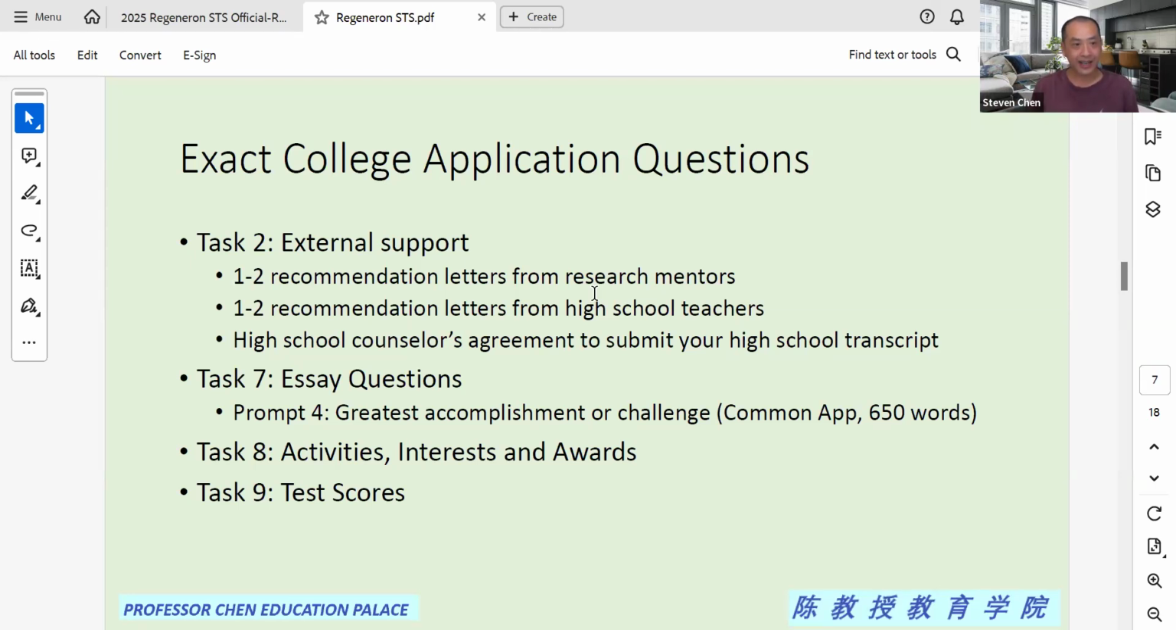And the second is you look at task 7, essay questions. So for problem 4, this is exactly the Common App main essay, the 650 words main essay. Task 8, you're asked to list your activities, interests, and awards. So again, this is one section in Common App. You have an activity list, you have an honors and awards list, right?